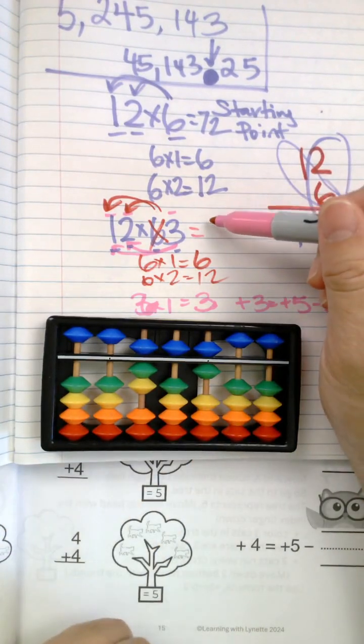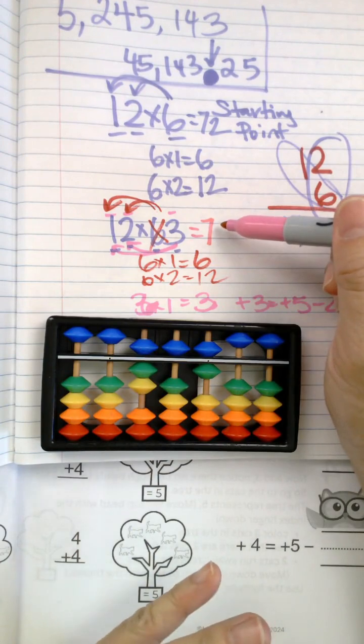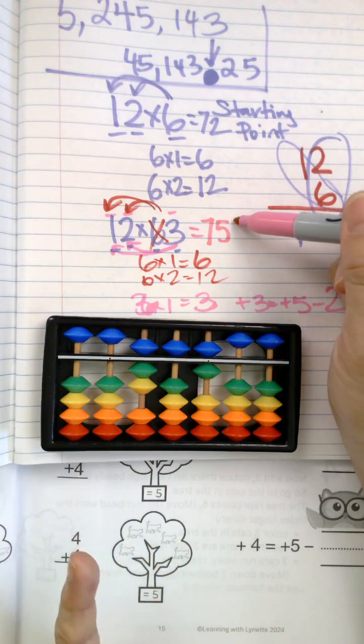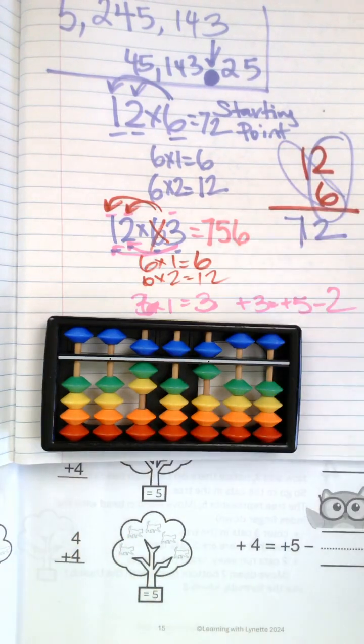So what is my answer? 756. Yeah, that's my answer. Oh my God, that was an easy one.